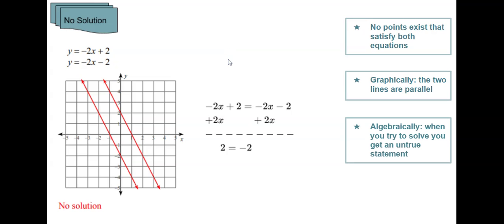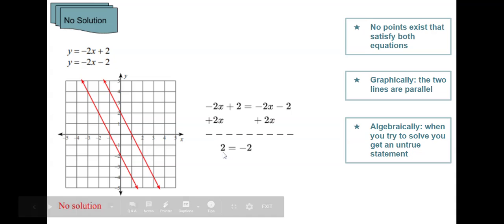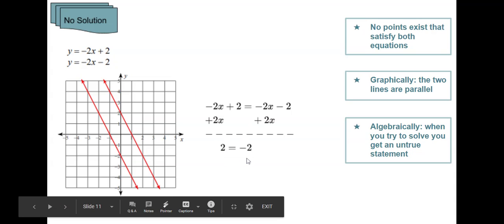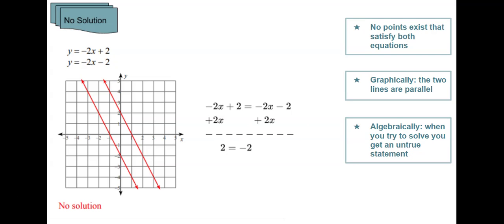And algebraically, when you try to solve for the value of x, you get an untrue statement. In this case, the variables went away and we got -2 equals 2, and that's just not true ever. So you can stop there and write that there's no solution because the two lines are parallel. Pause the video here and fill in your note sheet.